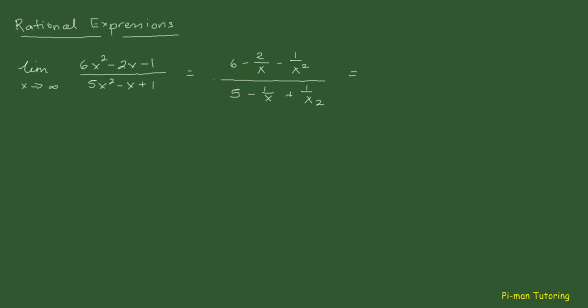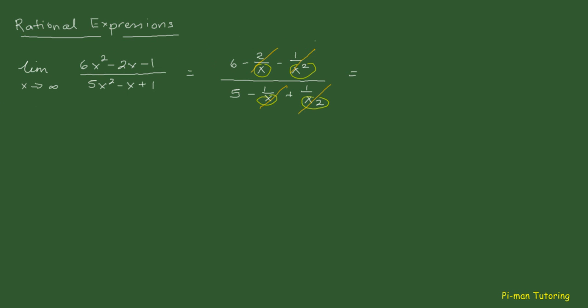And now it's a simple case of allowing each of these x values in the denominators to grow to infinity. And what happens as x tends to infinity is that 2 over x will tend towards 0. So basically this term will tend to 0, this term will tend to 0, as will this and this.